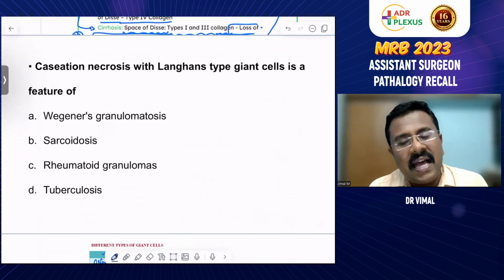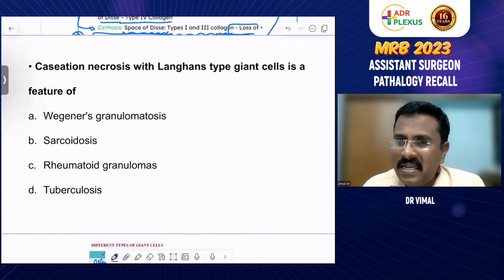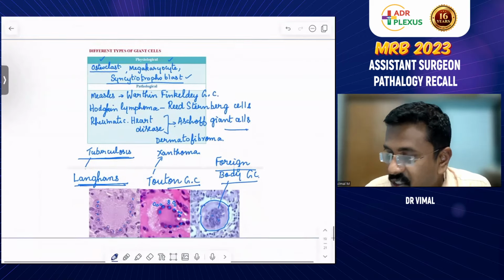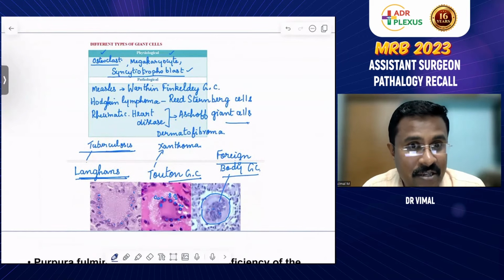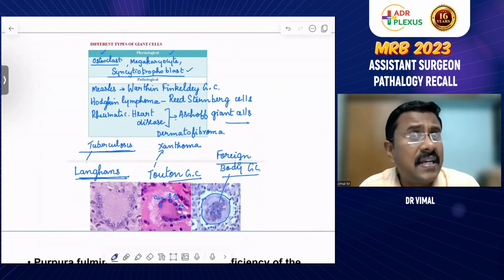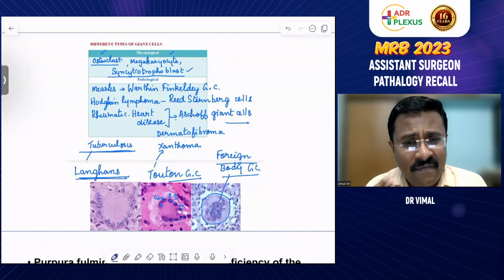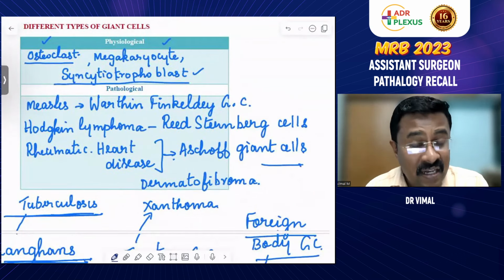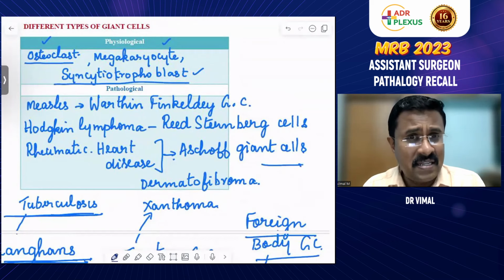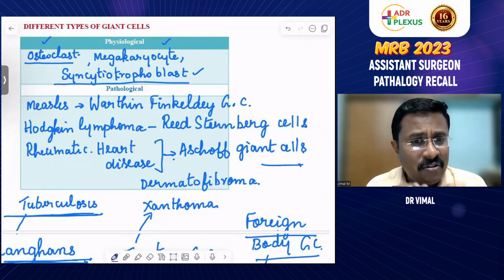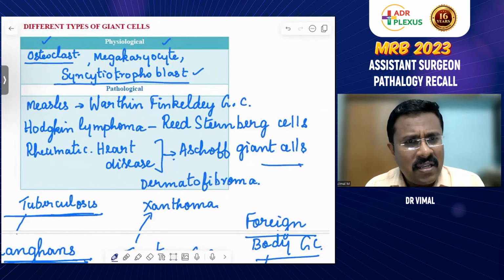Caseation necrosis with Langhans type of giant cells is a feature of? Yes, guys, I used to discuss many times about the different types of giant cells. As you can see from our notes, a separate section on the different types of giant cells was discussed. And as you can remember from our notes, physiological giant cells: osteoclast, megakaryocyte, and syncytiotrophoblast. These are all the physiological giant cells. And also one of the again repeated questions is measles, that is the Warthin-Finkeldey cells, and other cells, that is the classical owl-like appearance in Hodgkin lymphoma and Aschoff giant cells in rheumatic heart disease. So all these things are actually pathological giant cells.